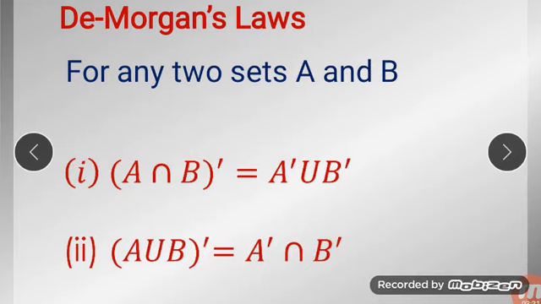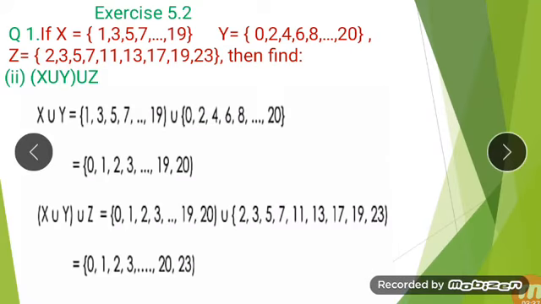So in the exercise we are going to verify all these properties of union and intersection. Let's begin with exercise 5.2. Here we have question number 1. If set X is equal to 1, 3, 5, 7, then we can see three dots here and 19. It means that this continues till 19, and 19 is the last limit. So three dots are put here, which shows the continuity.